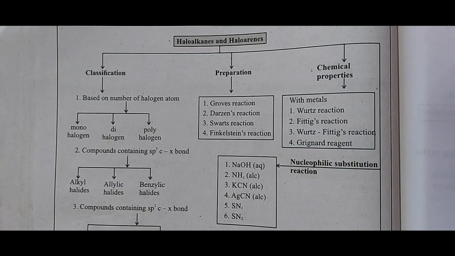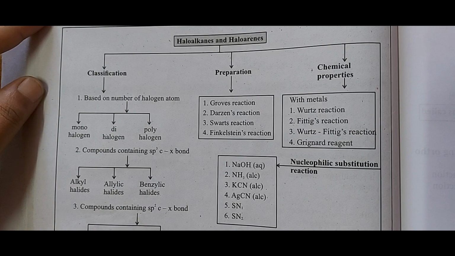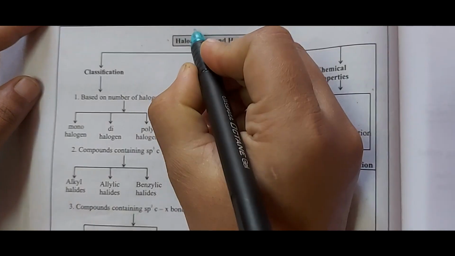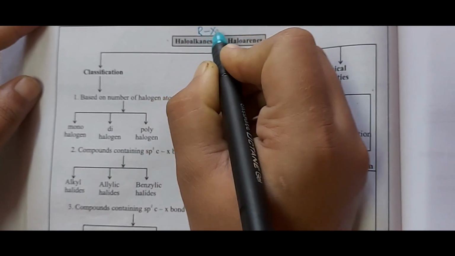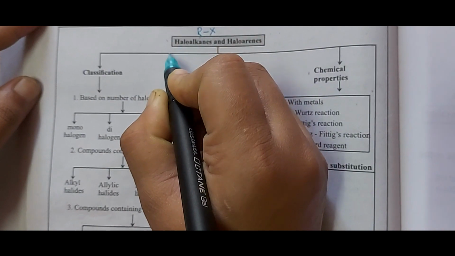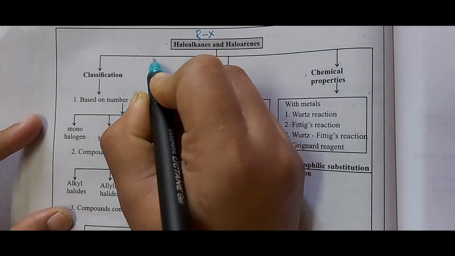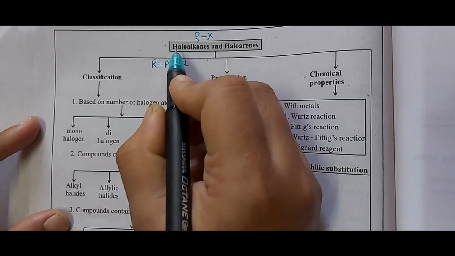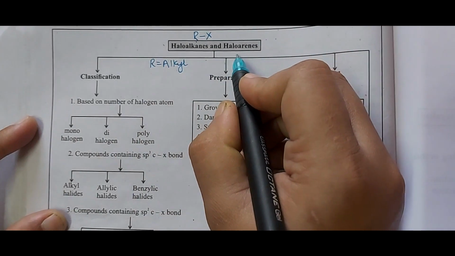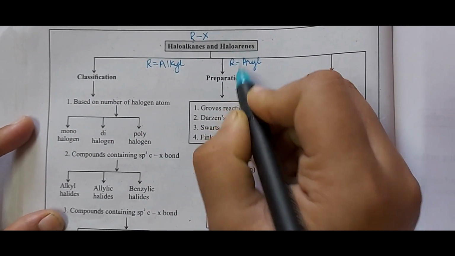Hello students, in today's video we'll be discussing some concepts related to haloalkanes and haloarenes, which are necessary for solving multiple choice questions. Haloalkane and haloarene are represented as RX. If the R group is an alkyl group, then we say that it is a haloalkane, and if R is an aryl group or aromatic ring, a haloarene.